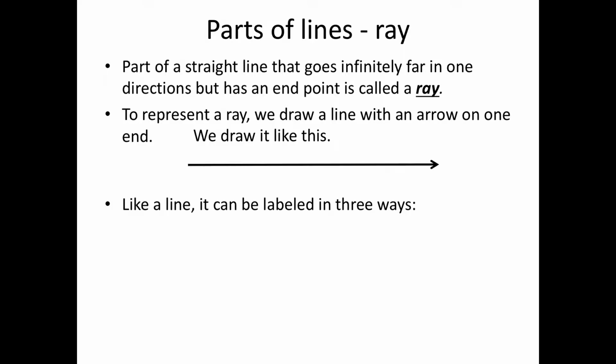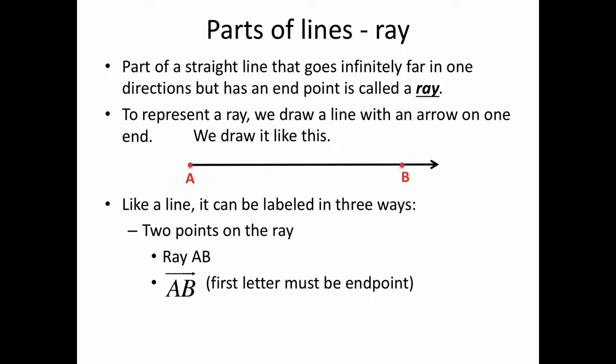And like a line, it can be labeled in one of three ways. You can call 2 points on the ray, so I can call point A and point B, but just make sure that 1 point has to be the end point. So I can just call it ray AB. I can use AB with the first letter being the endpoint. A is my endpoint, and notice the arrow. The arrow is showing me that I'm going infinitely far in that one direction.